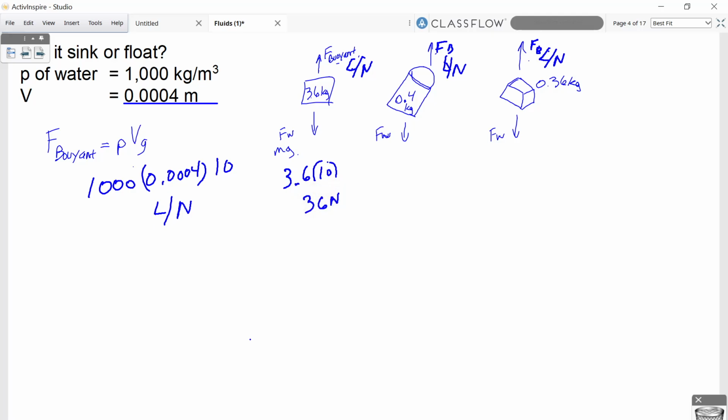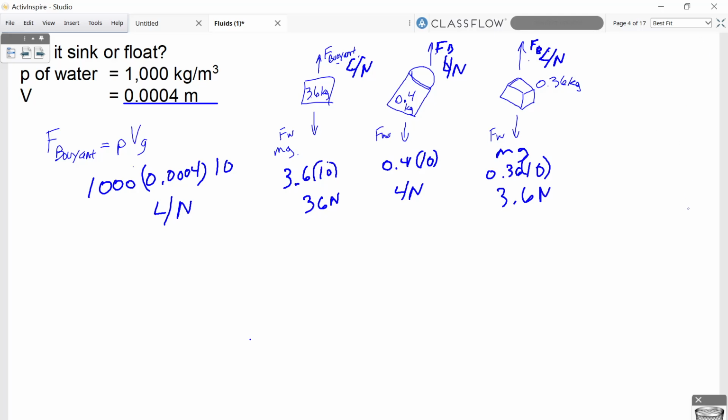Okay. We're going to do the same with this one. Mass times gravity. We multiply this and we get 4. And same thing here, mass times gravity, 0.36 times 10. And this gives us 3.6 newtons.